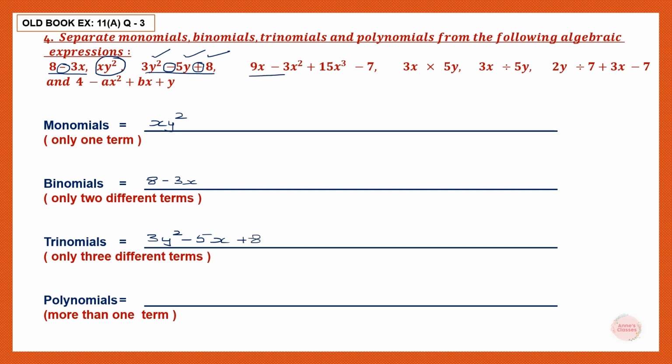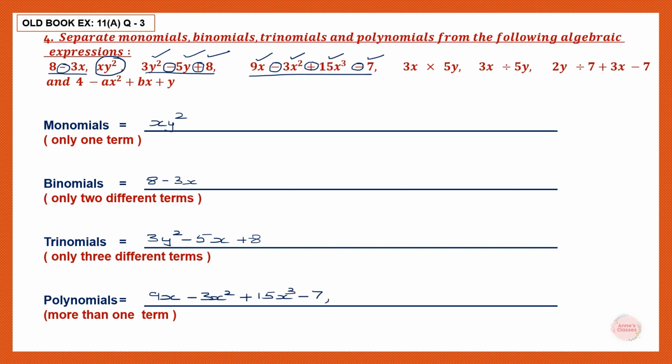Look at the next one here. Here we have this whole thing. Now let's count the number of terms. So here we have one minus sign, one plus sign, one minus sign. Totally we have 3 signs. That means there are 4 terms. What are they? These 1, 2, 3 and 4. 4 terms means it will be a polynomial. More than one term is a polynomial. So let's write that first here. 9x minus 3x square plus 15x to the power of 3 minus 7.